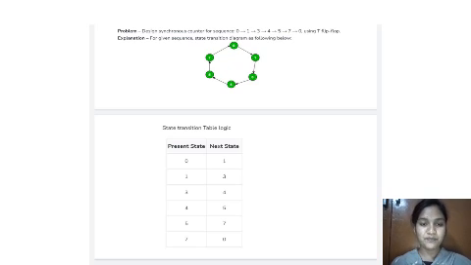Here you can see the state transition table logic. Present state will be 0, for which the next state will be 1. For present state 1, the next state will be 3. If the present state is 3, the next state will be 4. If the present state is 4, then the next state will be 5. Likewise, if the present state is 5, the next state will be 7. If the present state is 7, the next state will be 0.